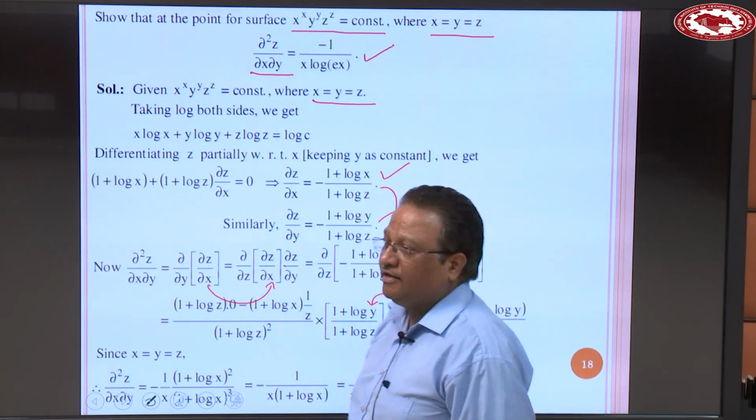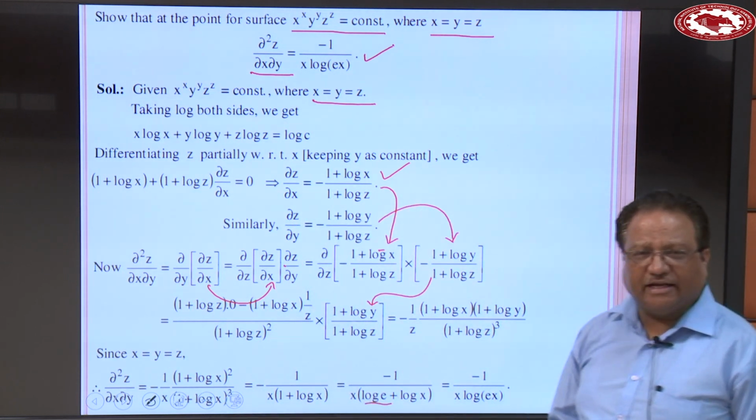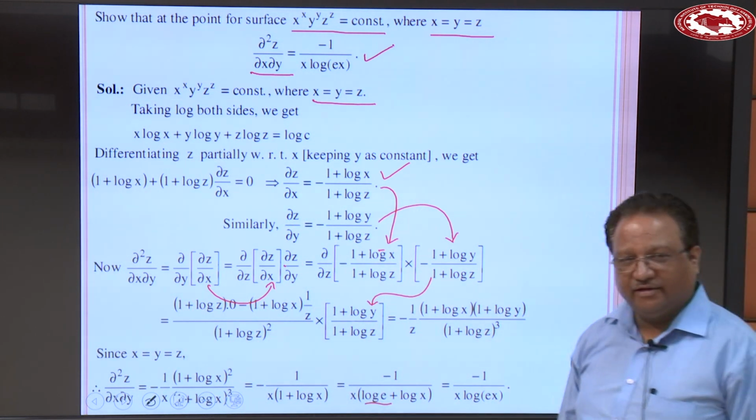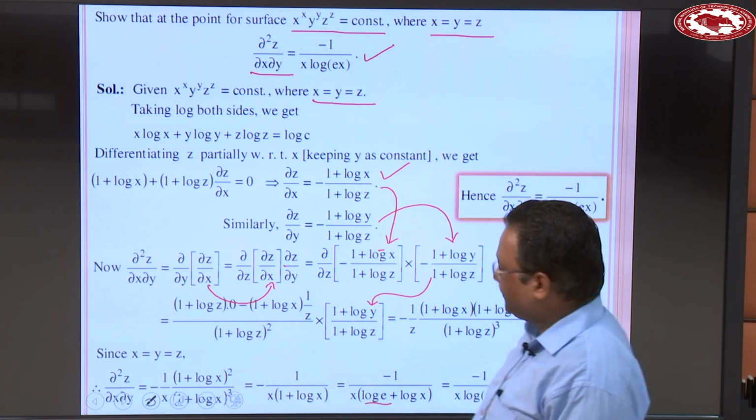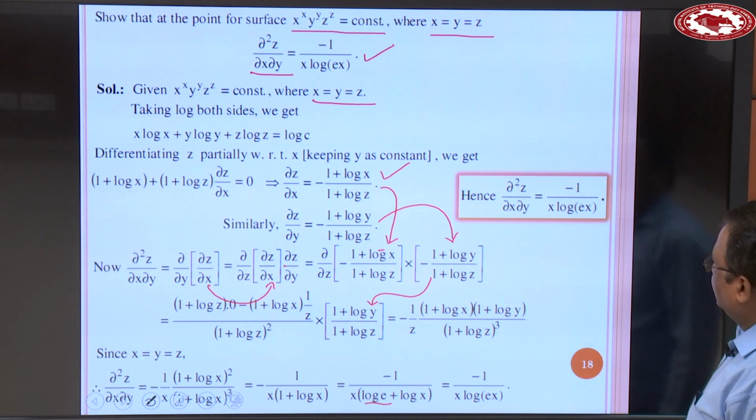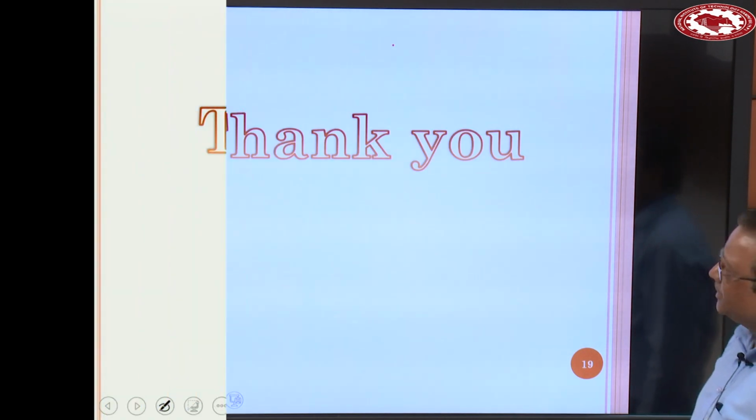This completes the proof. So, try to solve each and every problem of various textbooks as well as reference books. So, this completes the proof. Thank you very much.